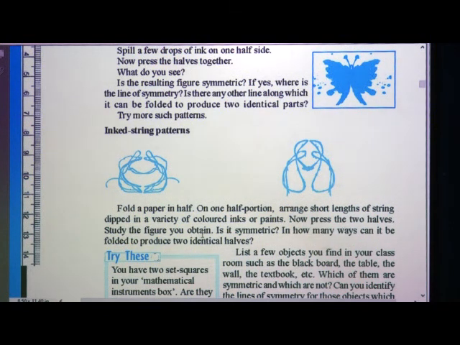Study the figure you obtain. Is it symmetric? In how many ways can it be folded to produce two identical halves? See, now we have taken a string, dipped it into different colors, folded the paper and removed the string. Then what have we got? We got a pattern on both sides. Are both the patterns identical? Yes, when we draw a dotted line, we see both are identical. In the same way, we can see here. Then we have to check whether only one line of symmetry is there or many lines of symmetry.